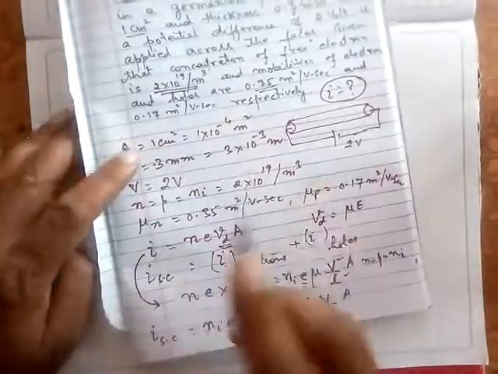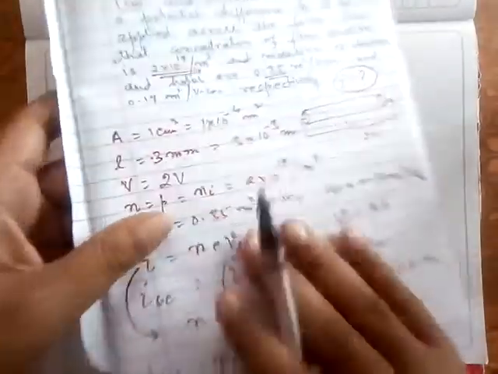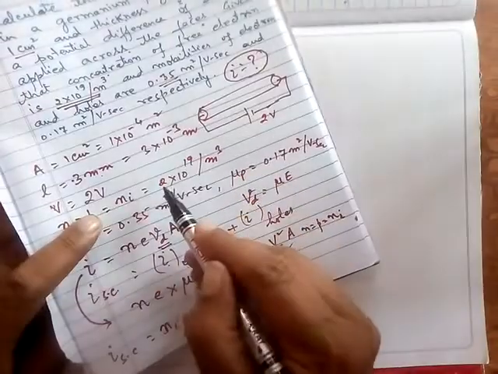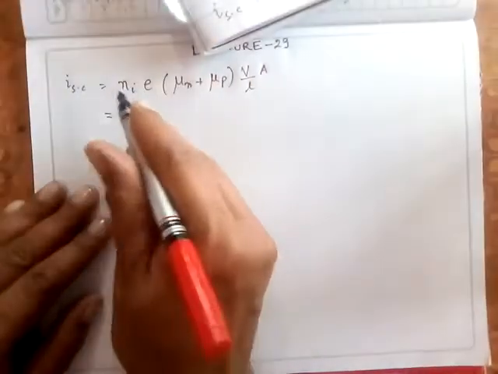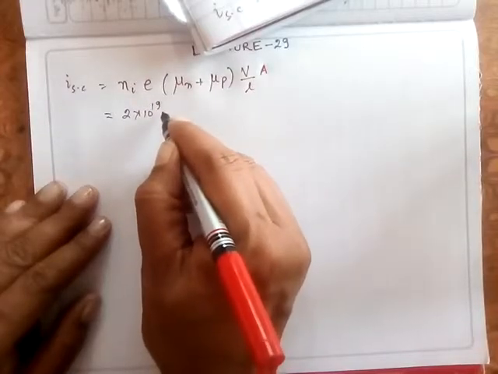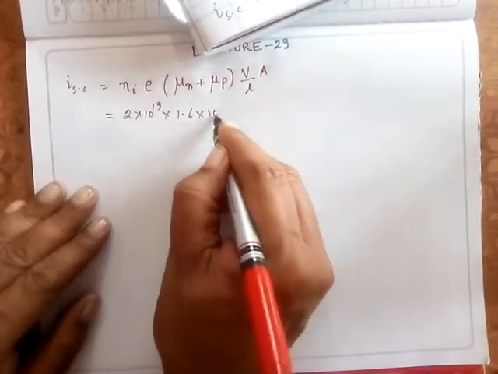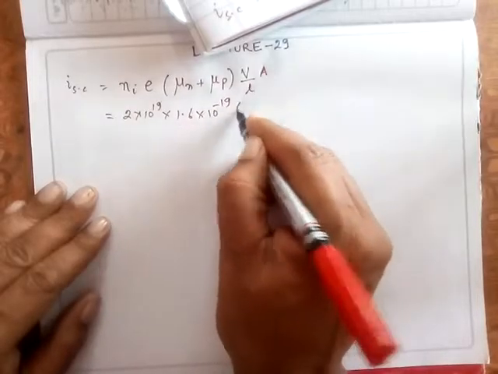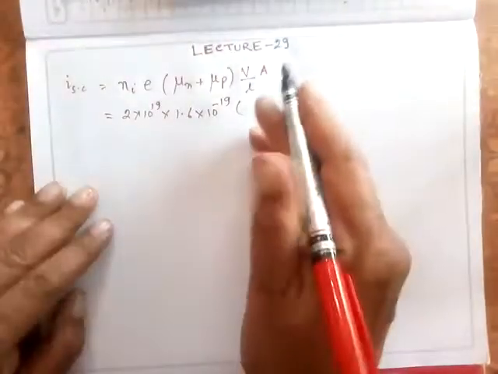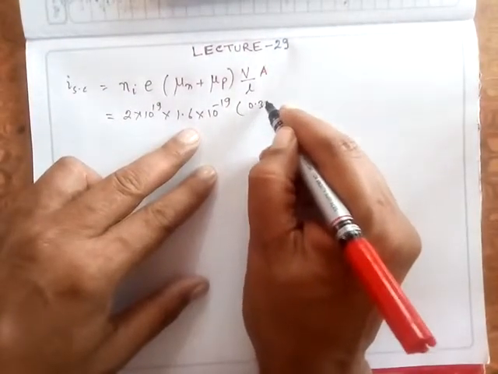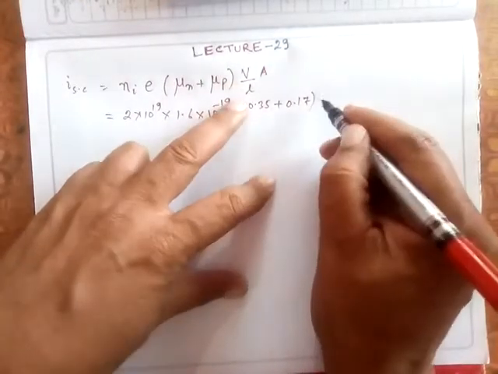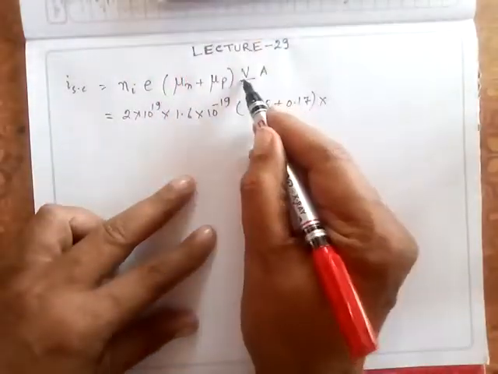Now whatever all these parameters are given to me, I substitute the values. The value of Ni given to me is 2 into 10 to the power 19. The value of E I know, it is equal to 1.6 into 10 to the power minus 19. Mu n is 0.35 and mu p is 0.17, so it is 0.35 plus 0.17. Then V, this capital V, is the applied voltage.